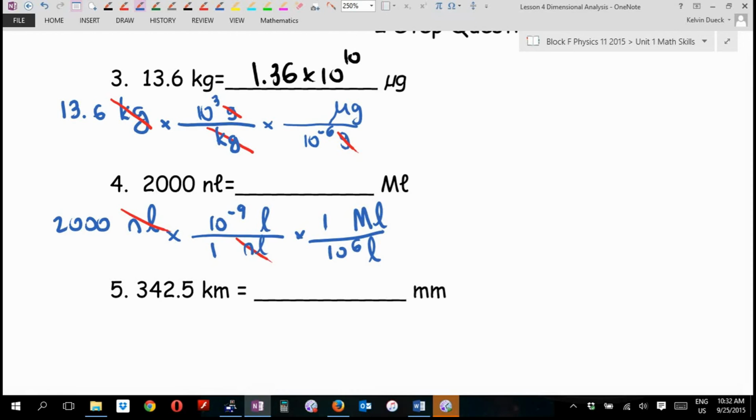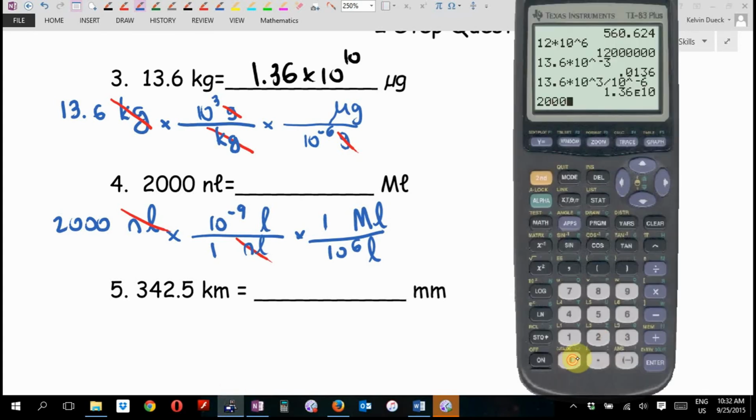What am I going to do with that 10 to the 6th on the bottom? Divide. So it's going to be 2,000 times 10 to the negative 9 divided by 10 to the 6th. I think you're going to get a really small answer if my math is correct. Probably it's going to spit it out in scientific notation no matter what setting your calculator is on. Yeah. 2,000 nanoliters is 2 times 10 to the negative 12 megaliters.